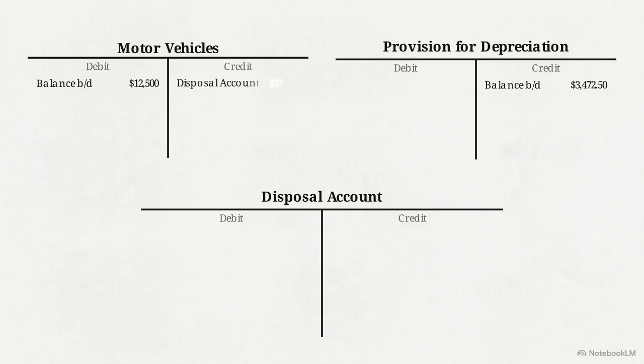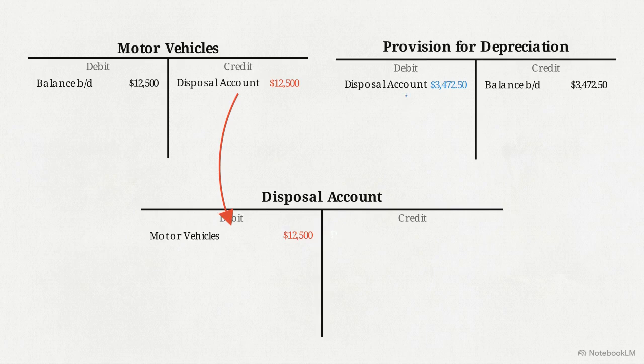First, we remove the original cost. We credit the motor vehicle's asset account for $12,500 and debit the disposal account for that same amount. Second, we clear out the accumulated depreciation. We debit the provision for depreciation account for our calculated total of $3,472.50 and credit the disposal account.